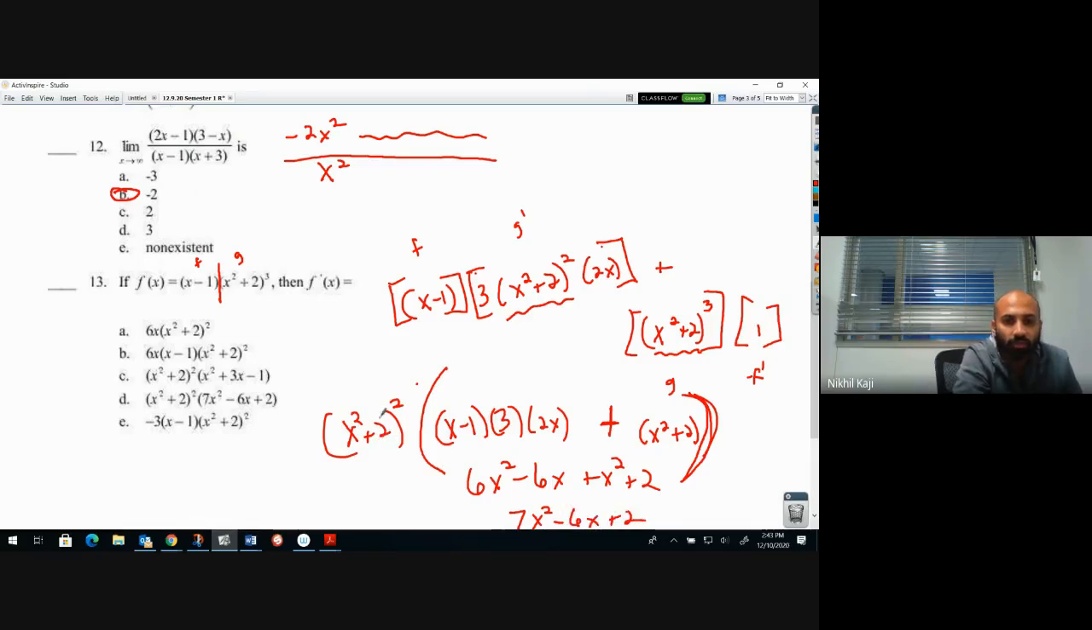So x squared plus 2 squared, and then we have this. That's how I got D as my answer. This right here was just me simplifying it. So I simplified this into becoming this, then I just added the like terms. So yeah, it was annoying. We did product rule, that's the calculus, then this is just doing the algebra, simplifying it.